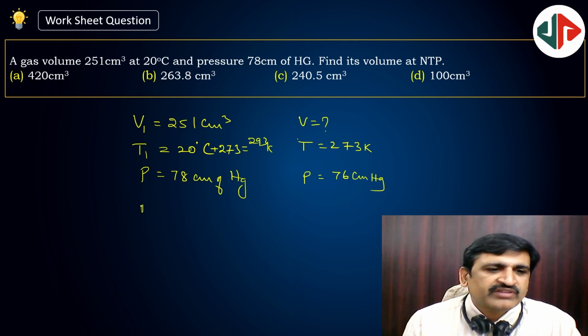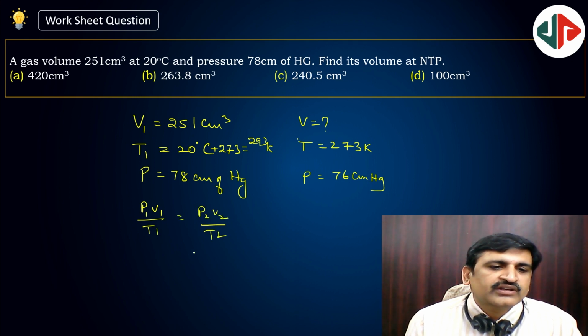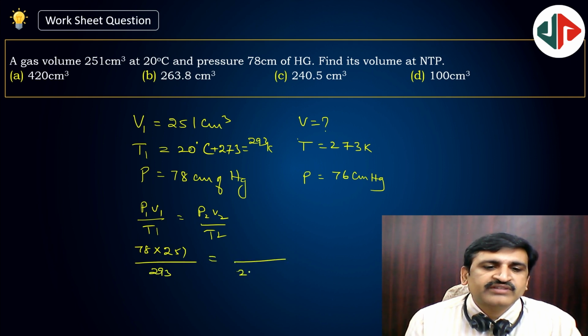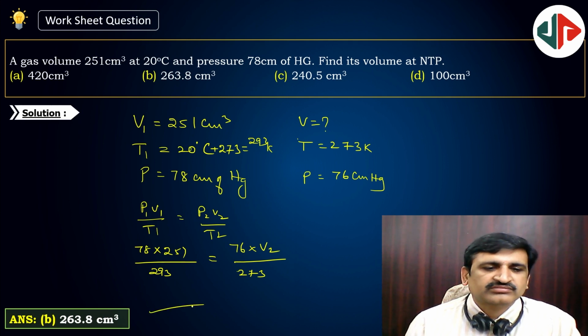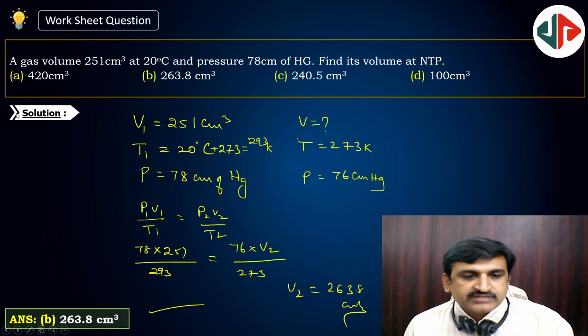So use P1 V1 by T1 is equal to P2 V2 by T2. 78 into V1 251 by T1 293 is equal to 76 into V2 by 273. Not a major difference, almost all very close values will come, because these two have not changed so much. So V2 can be established as 263.8 centimeter cube. Next one.